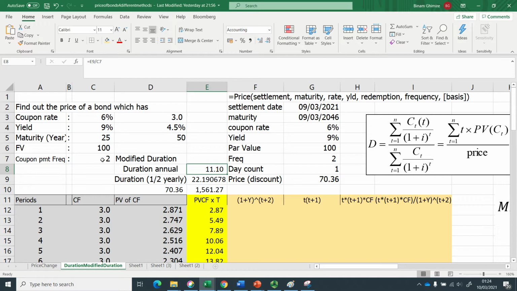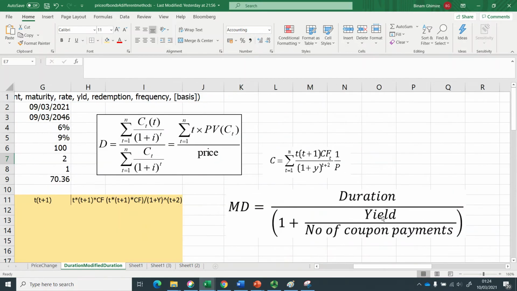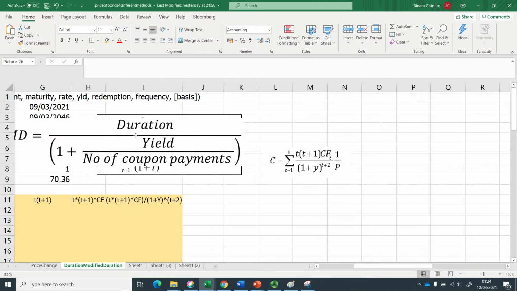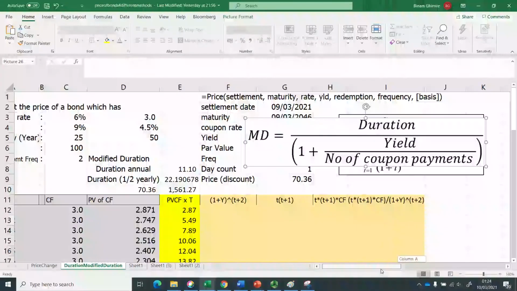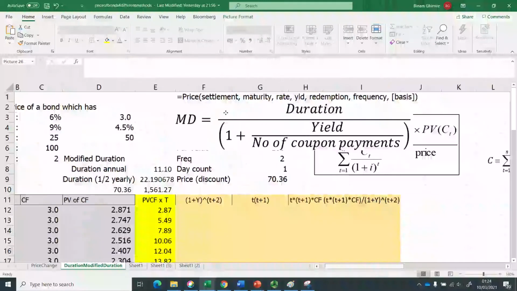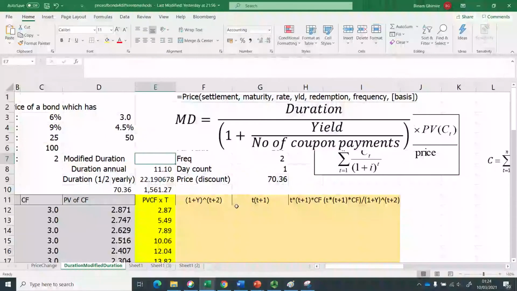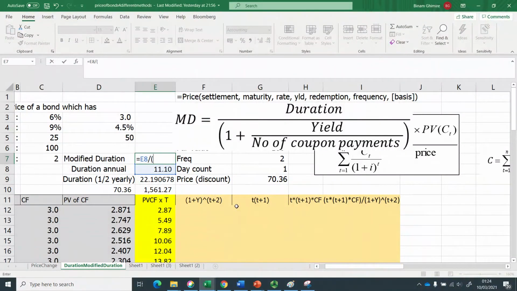Okay, now in order to compute the modified duration, you need to make use of this formula here. This is the formula to compute modified duration. Why not I take it on this side so that you can see the formula on the screen. So what I therefore need is the duration divided by 1 plus the yield, which is 9%. Remember, you take 9%, not 4.5%. Okay, and then divided by the number of coupon payments, which is 2. So this is going to give you the modified duration, which is 10.62.